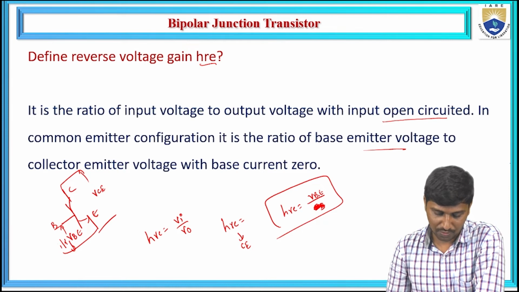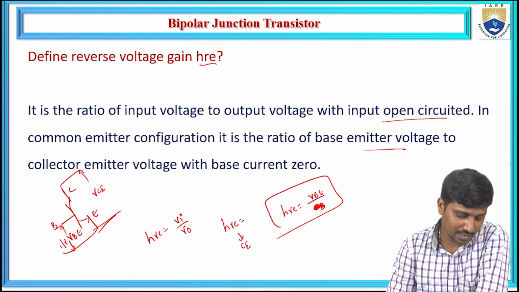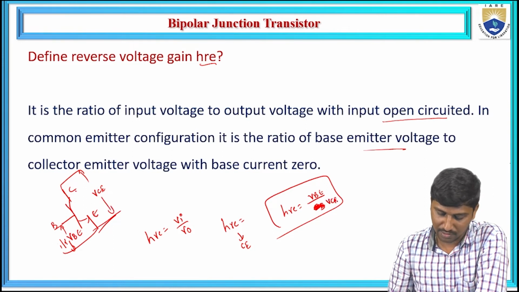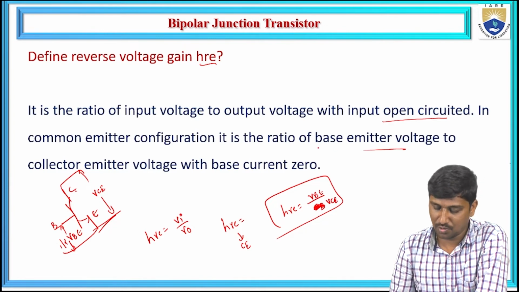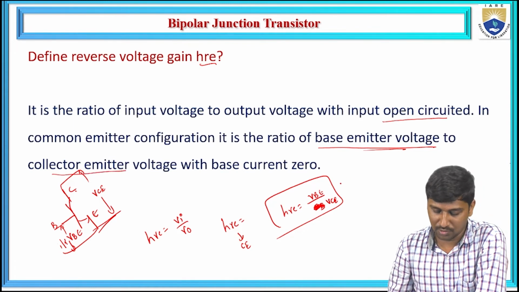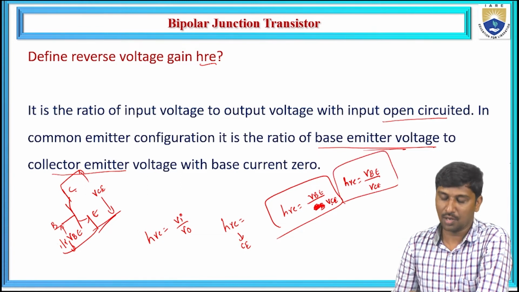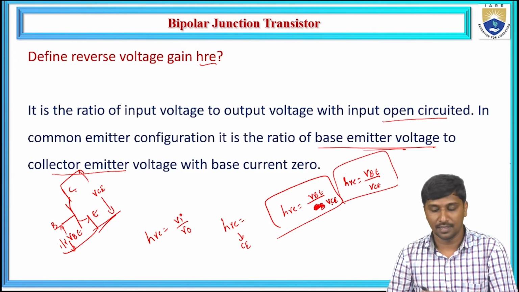So it is the ratio of input voltage to the output voltage. Output voltage is measured between collector and emitter, hence we write VCE. That is the reason it is the ratio of base to emitter voltage to the collector to emitter voltage. So HRE is represented with input voltage VBE and output voltage VCE. That is related to the common emitter configuration.